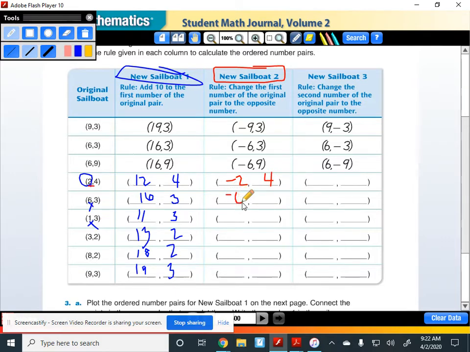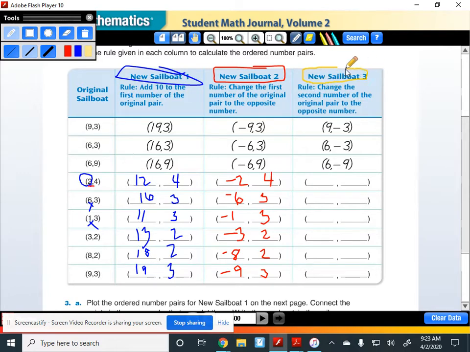Opposite of 6, negative 6. 1, negative 1. Y value stays. 3 becomes negative 3. Again, pause these and finish them on your own. If you're feeling comfortable, give it your best shot. And there we go. So we took the x coordinate in all of these points and we switched it over to a negative. So now we're going to do sailboat 3 in yellow.